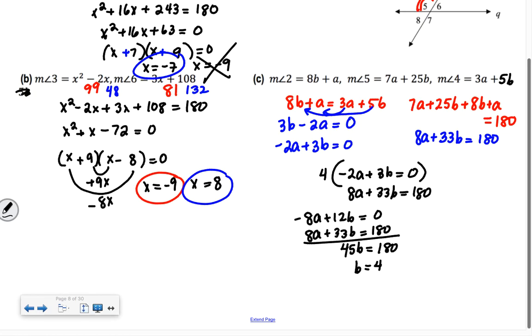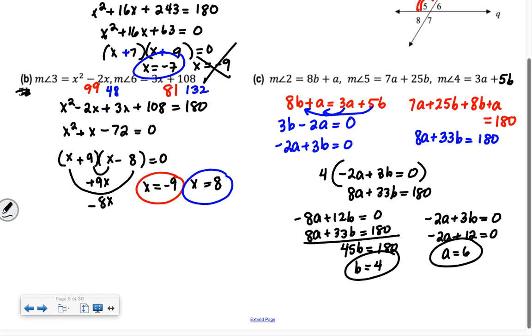Once we have that, we go back to any equation. I could go back to negative 2a plus 3b equals 0. I can plug in b equals 4 to get this answer. So I think a ends up being 6. So those are our two. Again, you can check those and make sure it works, but I believe that does work. Okay, is this all making sense?